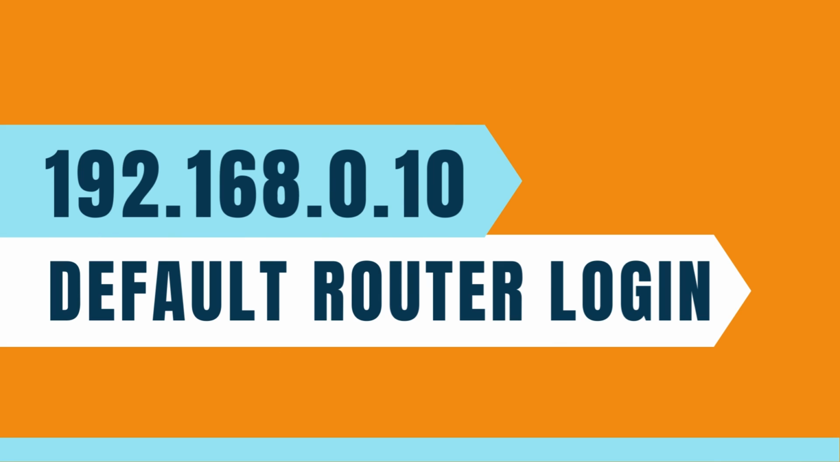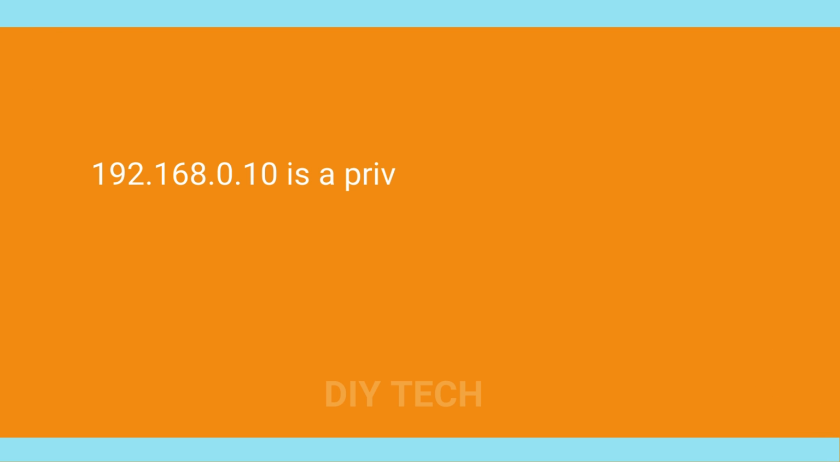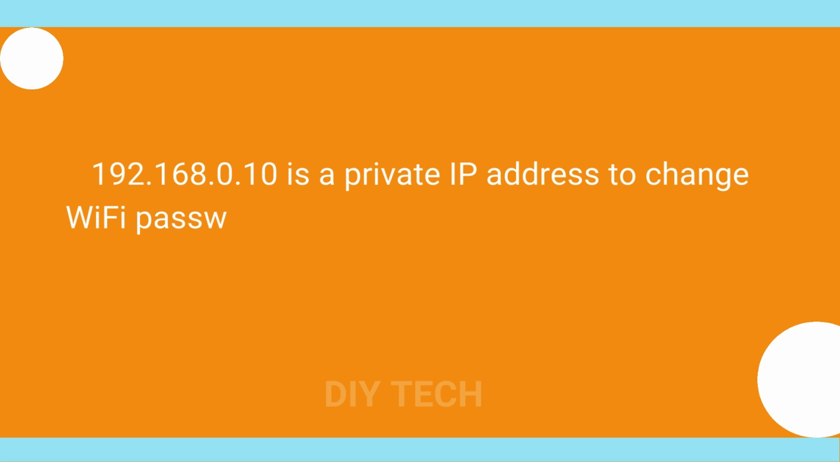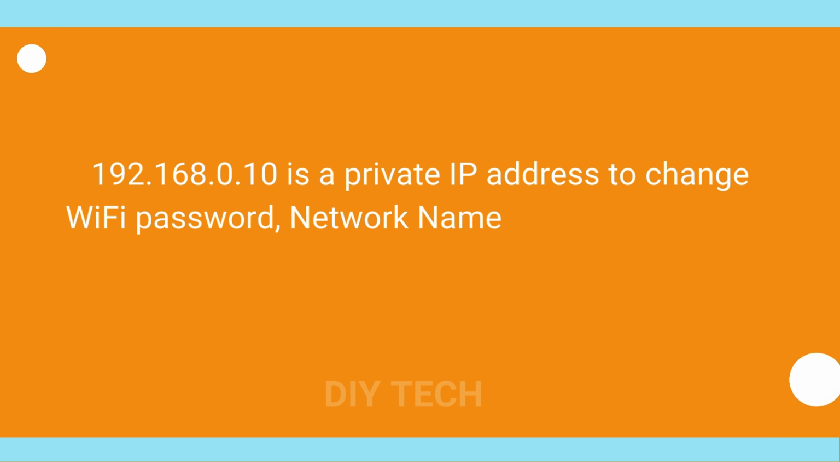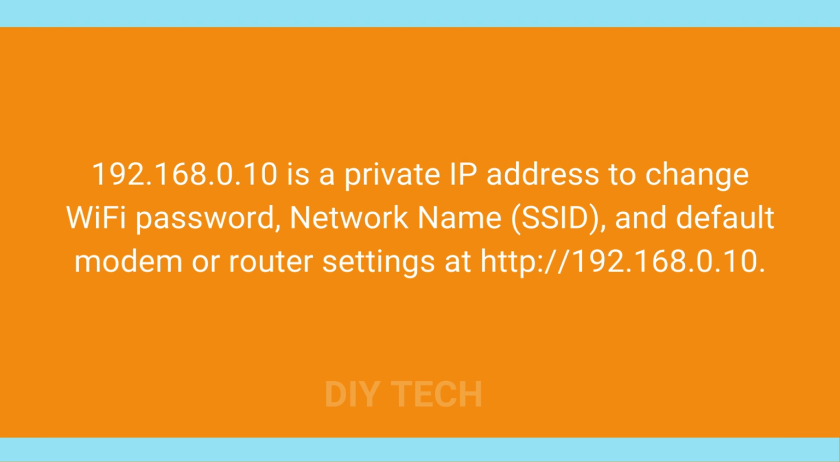192.168.0.10 Default Router Login. 192.168.0.10 is a private IP address to change Wi-Fi password, network name, SSID, and default modem or router settings at http://192.168.0.10.